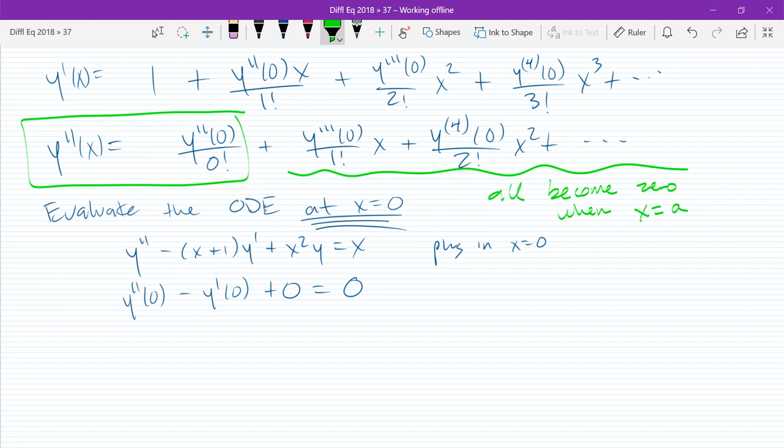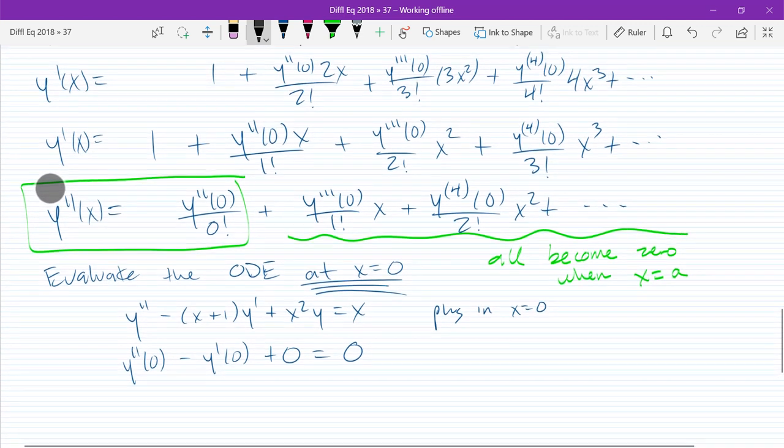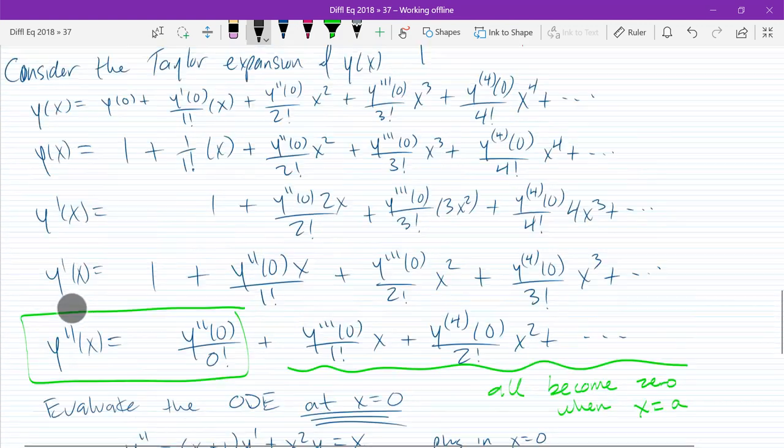So in our case, x was equal to 0, but in general, it'll be x equals a. So whatever your centered value is, those all are going to become 0. All right, so we're ready to plug these in. So what is y prime of 0? 1.